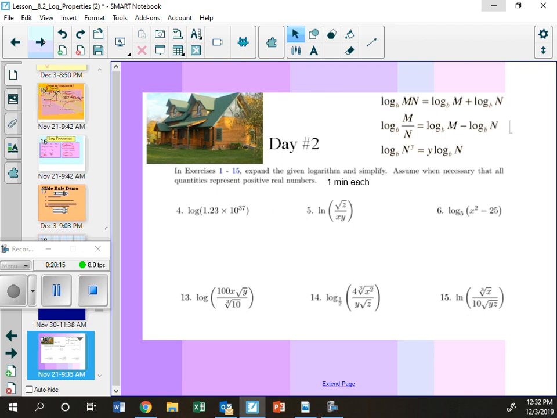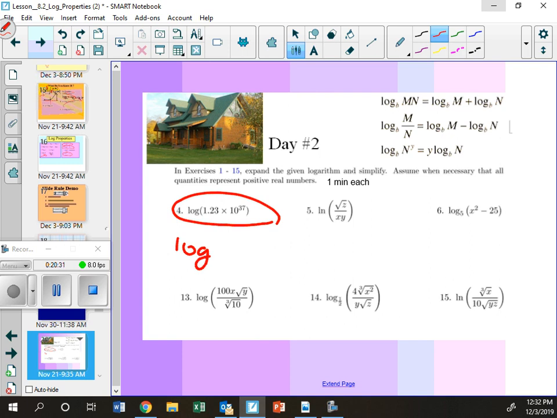here's our homework, and right away you might be like, how is this at all related to what we've been doing? Well, isn't the argument a multiply problem? Couldn't you therefore separate it into two logs being added? So this would be log of, well, there's no base. Well, then there is a base, and what is it? It's base 10. Log base 10 of 1.23 plus log base 10 of 10 to the 37th.